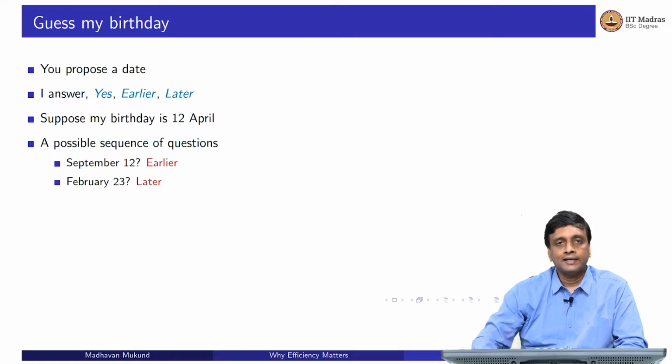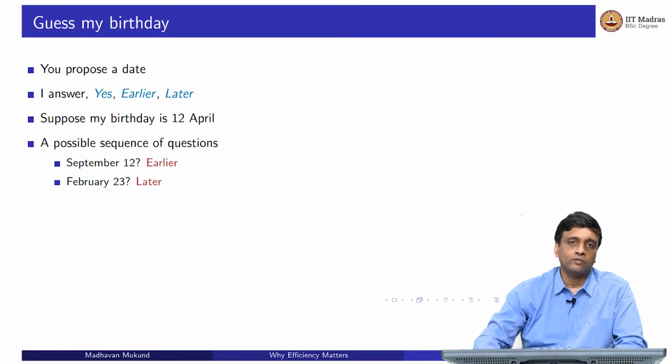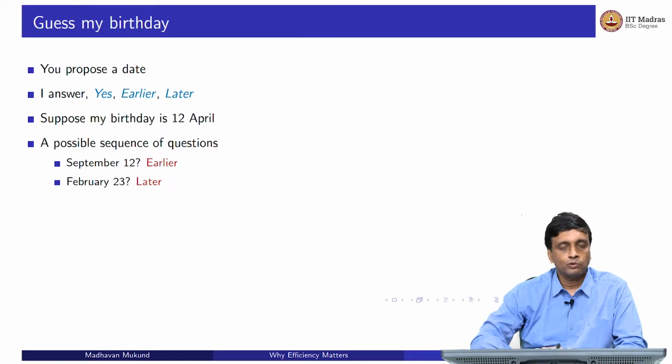Then you would logically ask a date, after I tell you it is before September 12th, presumably you will not ask me a date like November 15th because you know it is before September 12th. So you might ask something at the beginning of the year. So you say, is it February 23rd? I say, no, it is not February 23rd, in fact it is later. So now what have you done? You know it is between February 24th and September 11th, right. So you will ask something in that range. So maybe you might ask July 2nd.